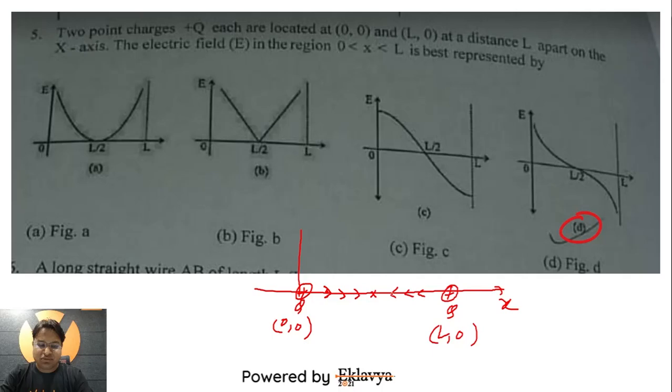So since the direction of electric field is different on either side of the null point, the sign of the electric field must change. So we can rule out these two options, because here the electric field has been depicted positive at all times. So that is definitely ruled out. Now we are left with two options, C and D.